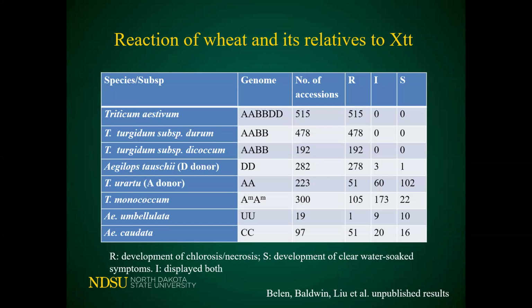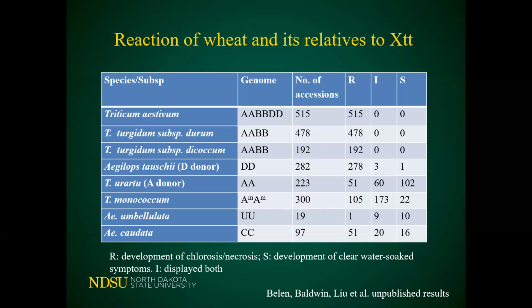When we look at the D genome donor, Aegilops tauschii, we tested about 282 lines. Most of them have a resistant response. One showed very nice water soaking, and 3 showed an intermediate reaction. But when you look at the other relatives, XTT can cause disease on other species. So it seems XTT does not just cause disease on barley; it can also cause disease on other wheat relatives.